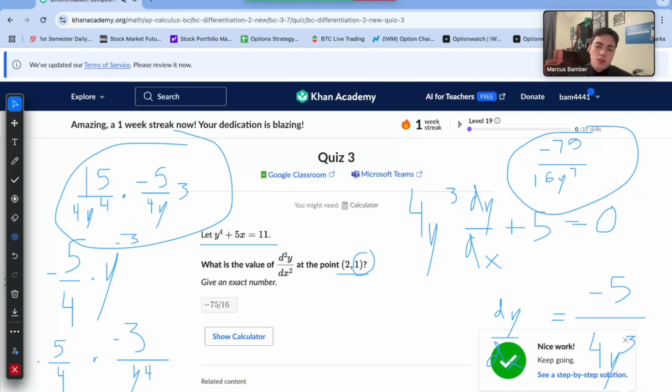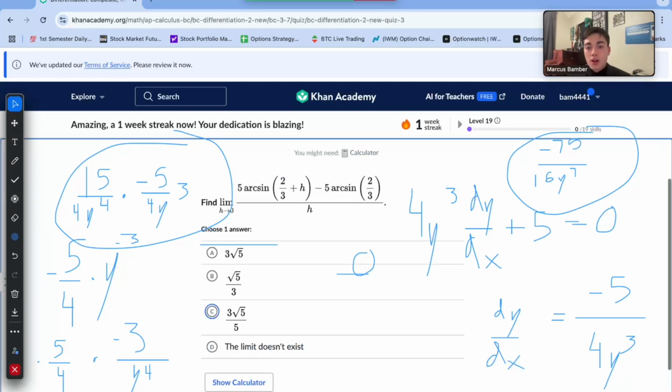Implicit differentiation with second derivatives is going to be a little bit difficult. If you have any further questions, let me know in the comments.